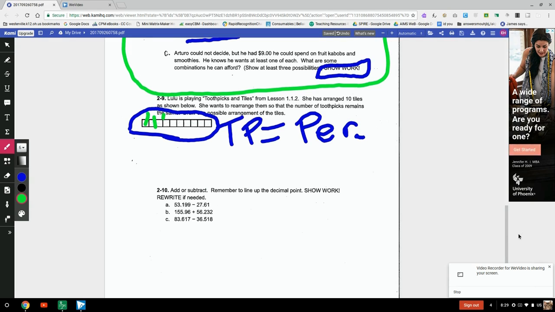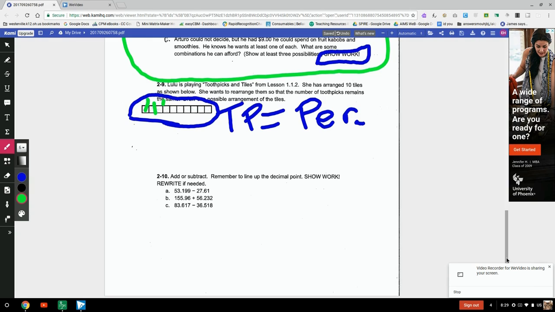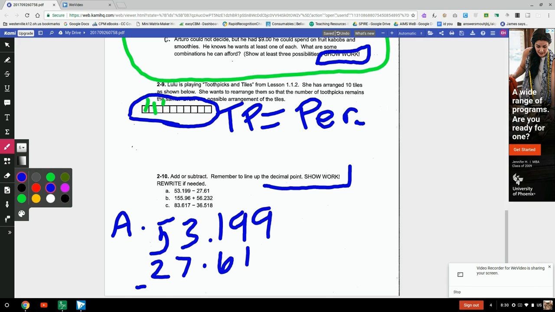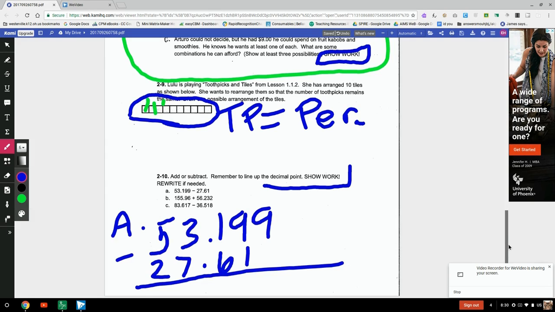And then the last question here, add and subtract. Remember to line up your decimals like I said below. Show your work. So I would just write A down here, line it up, just to show you how to do the first one. You've got 53 and 199 thousandths, and then you have 27.61. So now we're subtracting. And now that you see that you have one place for 27 and 61 hundredths, it's okay to add a 0 here. So then you've got them all perfectly lined up, and you would just subtract from there.